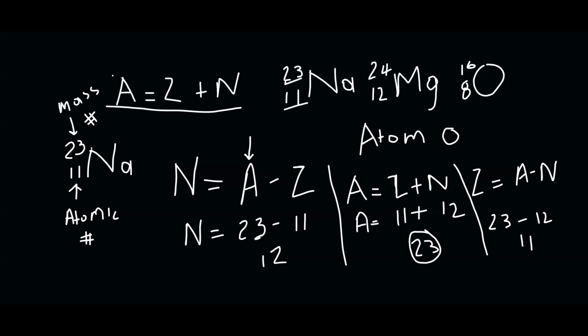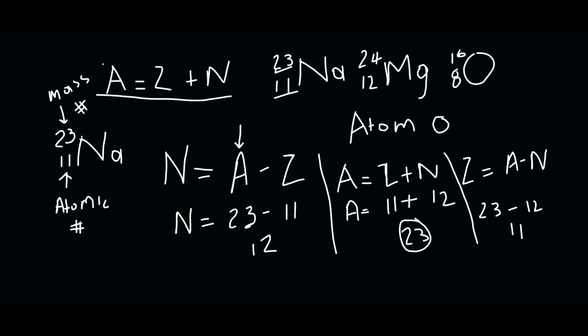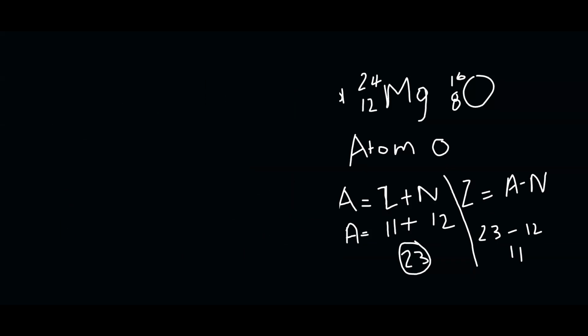We're going to move on to the next page where we're going to be working out magnesium as well as oxygen. Now we're going to be looking at magnesium. Remember, we want to know the amount of neutrons present in magnesium. So the mass number is 24 and the atomic number is 12. So let's work out the amount of neutrons, because we have the mass number as well as the atomic number. Based on our formula, that would be 24 minus 12, which would give us 12.